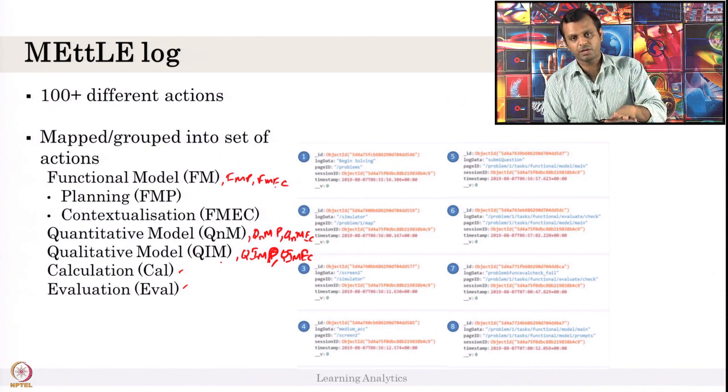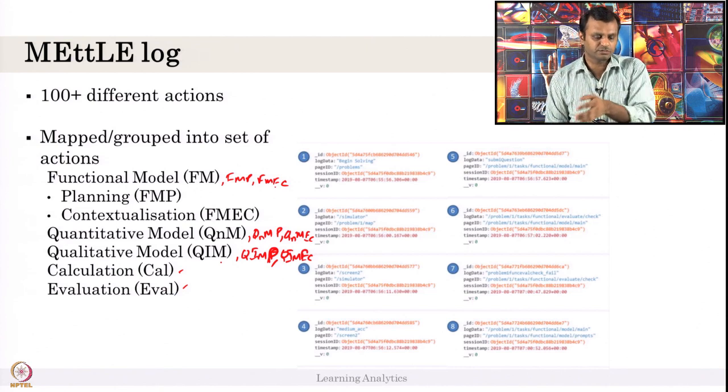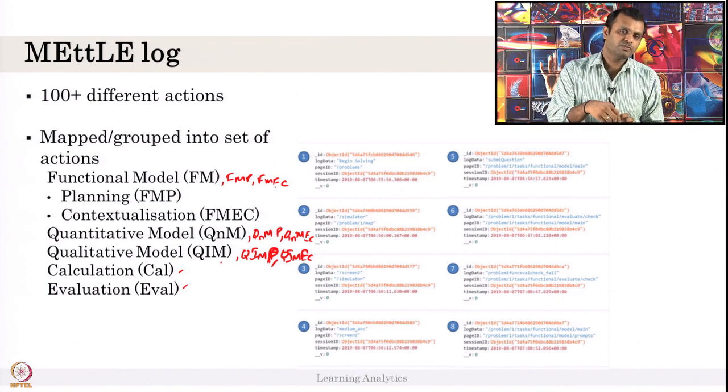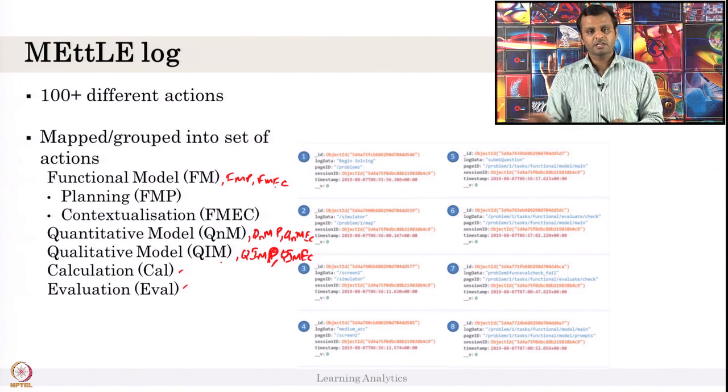Also, we have simulator actions and infographics, whether they are using hints, and logging in and logging off actions. So, other than the 11, we have a few more actions. Let us consider these actions we have. Can we create a process model of students' interaction behavior in Meta?